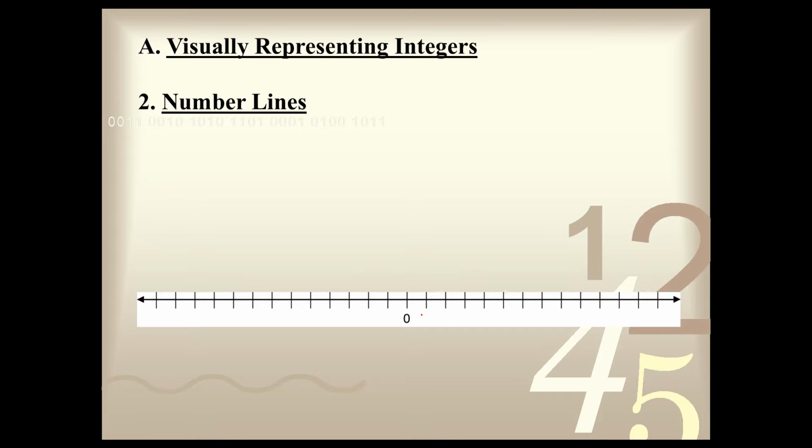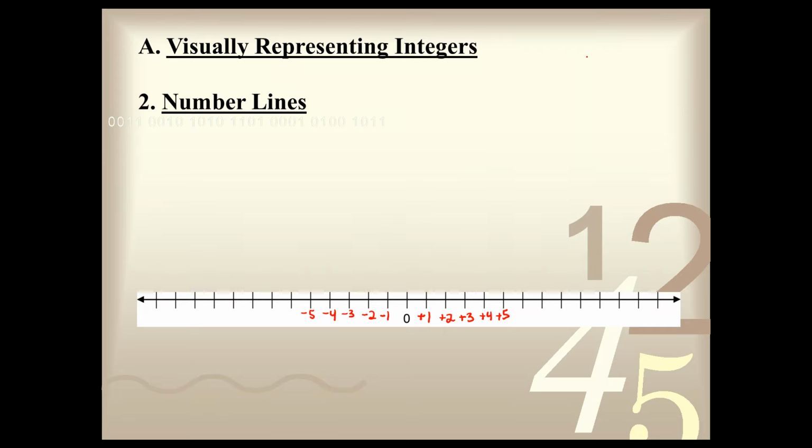If you go towards the right, you go up by positive numbers. So that first line would be +1, +2, +3, +4, +5, and so on. And then if you go towards the left, you have your negative numbers. So you have -1, -2, -3, -4, -5, and so on.